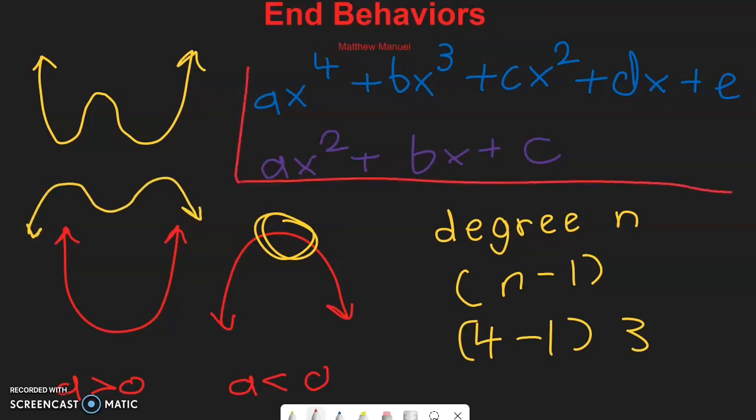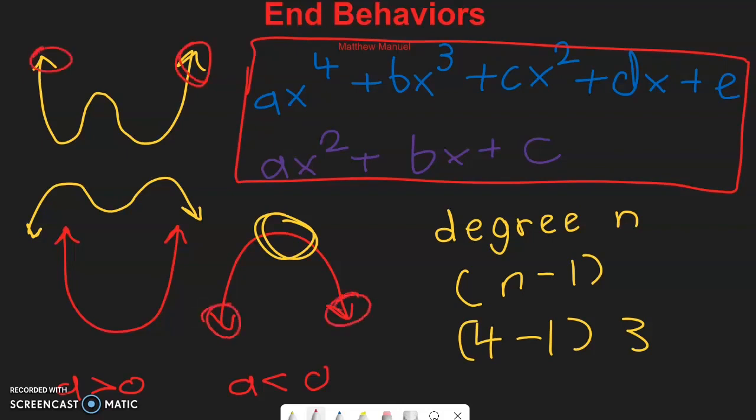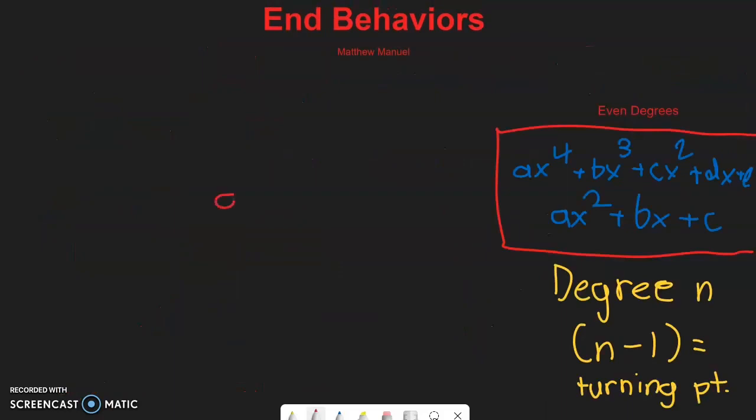Both of these equations are prime examples of even degree functions. A primary characteristic of even degree functions is that both ends go the same way, as seen here. Now, odd degree functions are slightly more complicated.